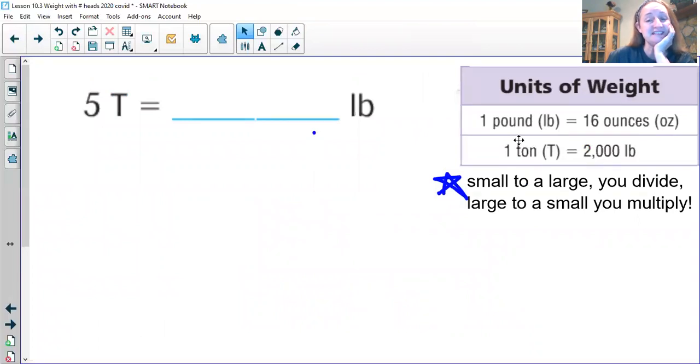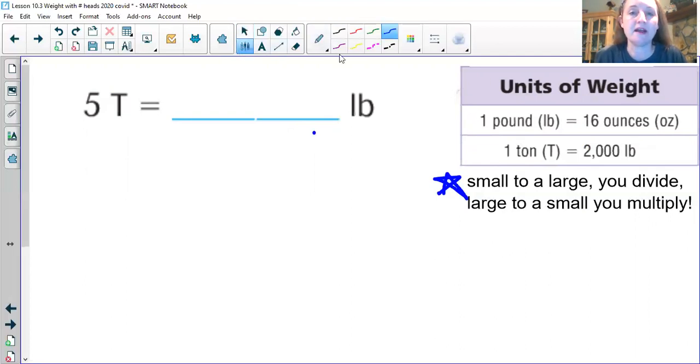All right, you should have said, I'm going from a large, which is tons, to pounds, which are smaller. So which means we're going to have a lot more of the pounds, aren't we? There's going to be a lot more in that. There will be a bigger number. All right, so let's see. It's going to equal 5 tons, but we want to know how many pounds that is. So we're going to go from a large to a small. We multiply. All right, and let's look and see what we're going to multiply by.